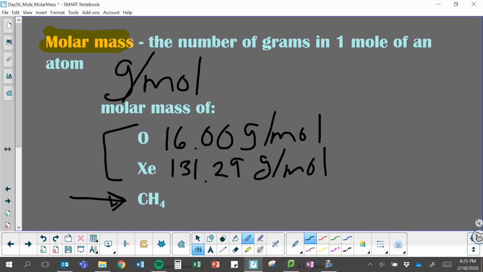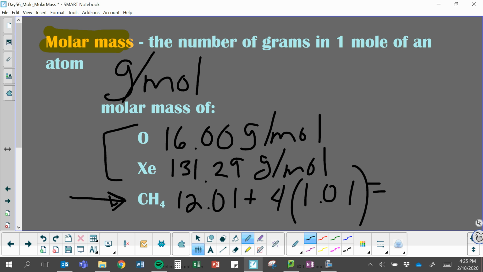So for these, they're pretty simple. All you do is you just add up all of the mass of all of the things. So carbon has 12.01, and then we have 4. You can think about it either as we're multiplying 4 times our hydrogen, which is 1.01, or you can think about it that we're adding 1.01 4 times, 1 for each hydrogen. So if we do that one, it is going to be 16.05 grams per mole.